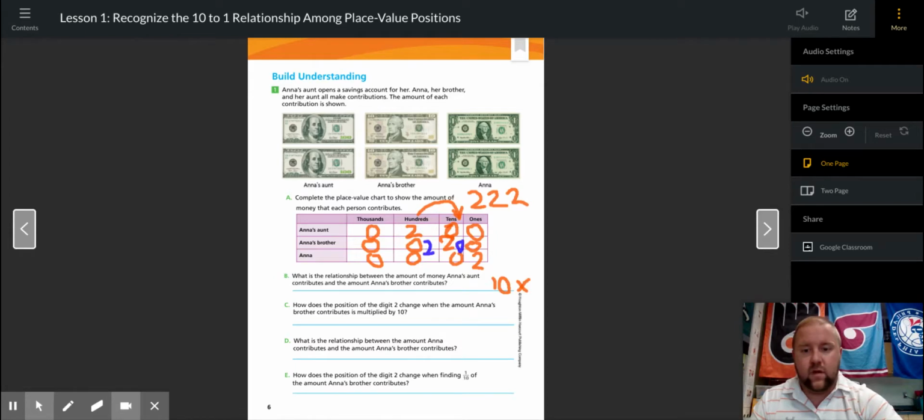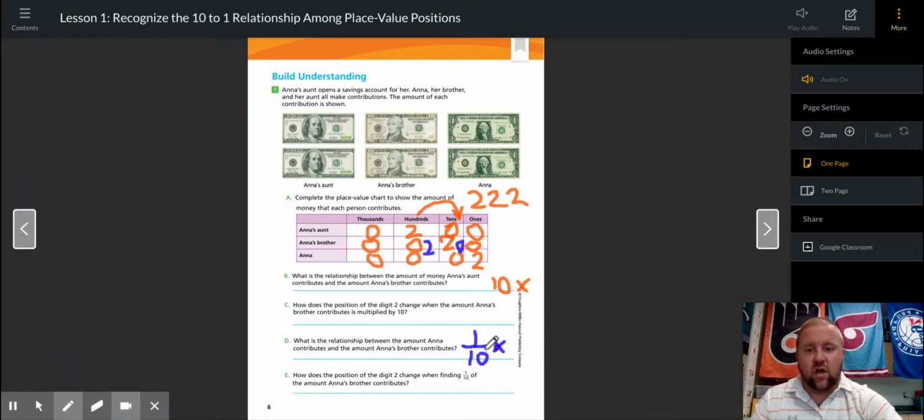All right, so then if we look at the next one, it says, what is the relationship between the amount Anna contributes and the amount that Anna's brother contributes? So Anna here has $2, and her brother contributed 20. So now she's smaller, right? She's one place smaller. So it's not going to be 10 times the size. It is going to be a fraction. It is 1/10 times the size. Okay, the 10 is because it is one place value column, and it's a fraction because it's one place value column smaller. So it's not 10 times the size, it is 1/10 the size.